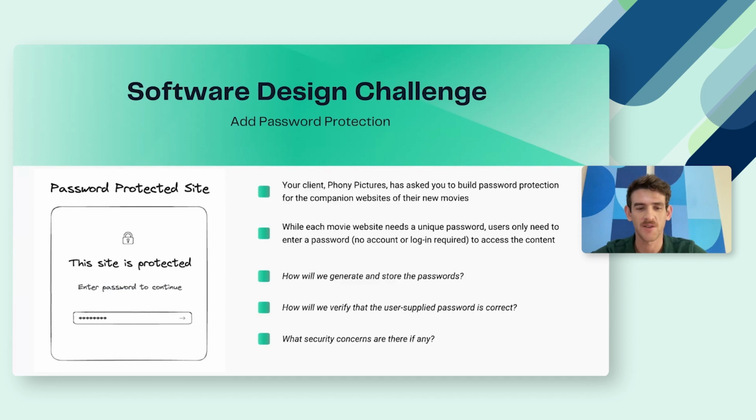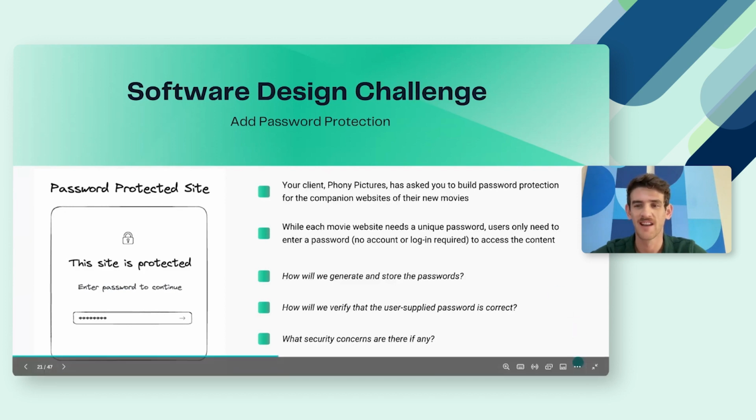In this case, I'm going to pause and hope that someone has a few thoughts or concerns for how they'd build this.